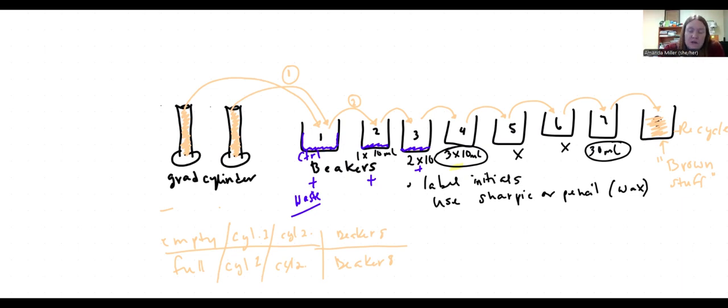Be extremely careful not to put anything with the indicator in it, so anything from beakers 1 through 7, into the recycling material. So if the jug in the waste container looks orange or brown, don't add anything blue to it. Okay? So that's part A.